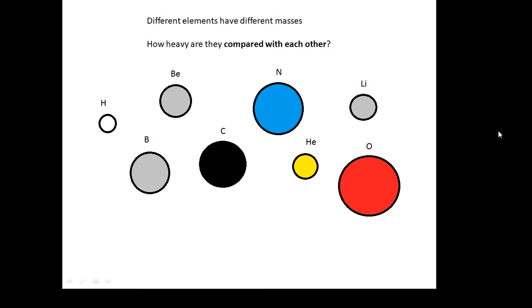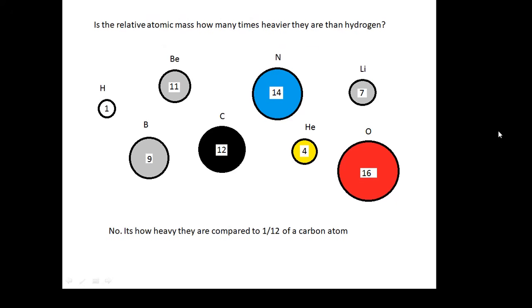That's their relative mass. Now, is the relative atomic mass how many times heavier they are than hydrogen? And the answer is no. We don't actually use hydrogen. What we say is that a carbon atom has a mass of 12, and so a 12th of the mass of a carbon atom is 1, and then the masses of the other atoms are relative to that. So it's how many times heavier they are compared to a 12th of the mass of a carbon atom.